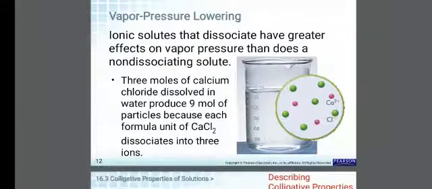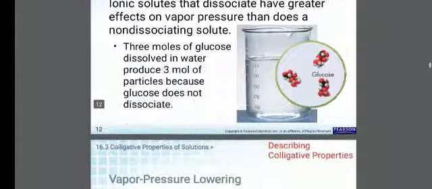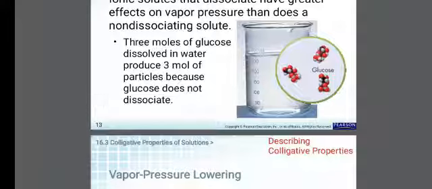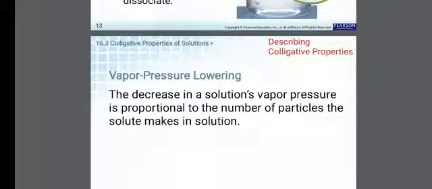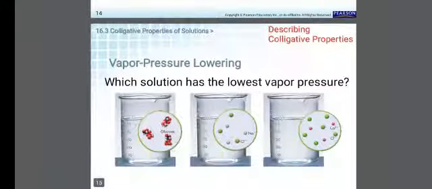The next example is that 3 moles of calcium chloride dissolved in water produce 9 moles of particles because each formula unit of calcium chloride dissociates into 3 ions. Next example is that 3 moles of glucose dissolved in water produce 3 moles of particles because glucose does not dissociate. The decrease in the solution's vapor pressure is proportional to the number of particles the solute makes in solution. This is the example related to vapor pressure lowering.